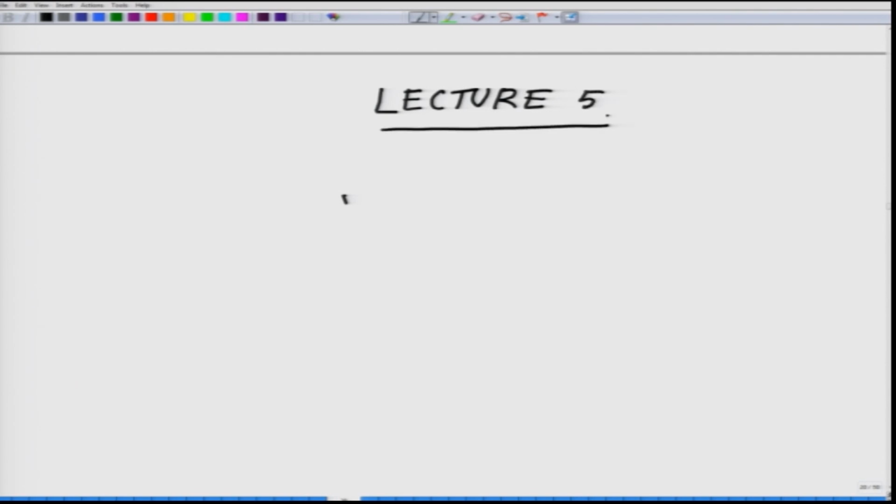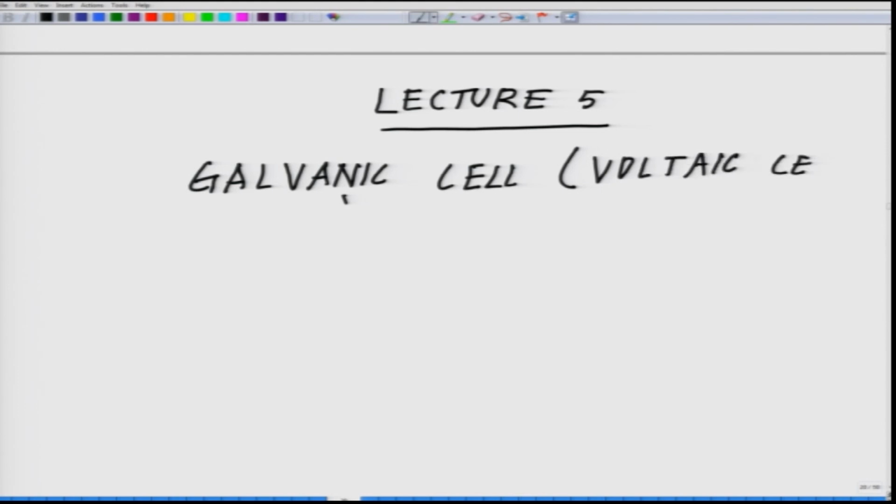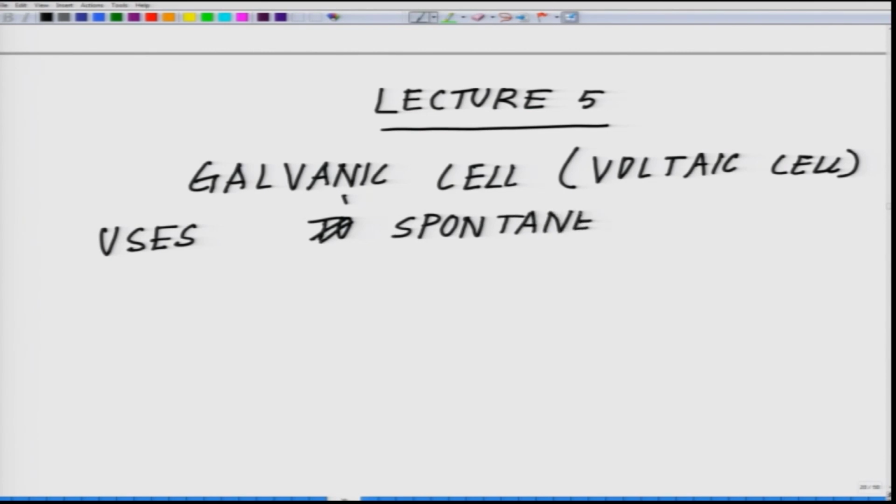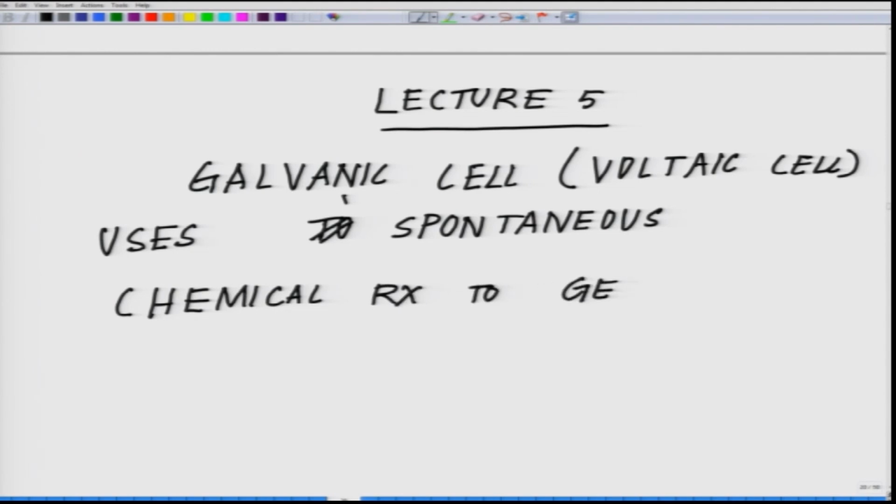Let us again revisit the definition of the galvanic cell or the voltaic cell. Galvanic cell is also called voltaic cell, and sometimes a special case is called the Daniell cell. It uses spontaneous chemical reactions to generate electricity. So, this is our basic fundamental definition.